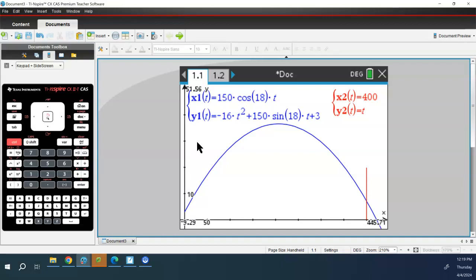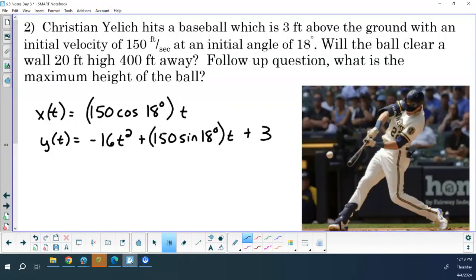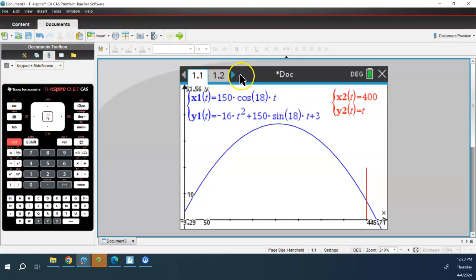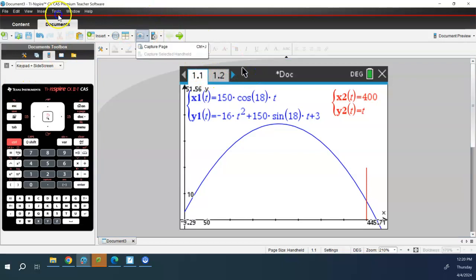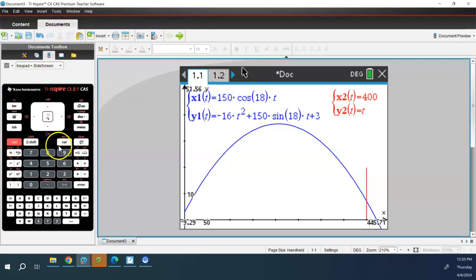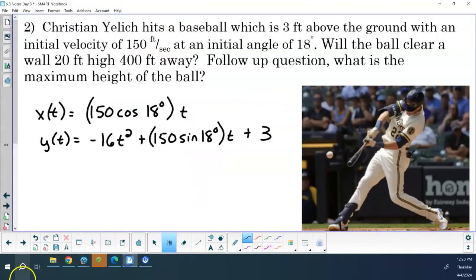Okay. Oops, I forgot to. Capture the page first.